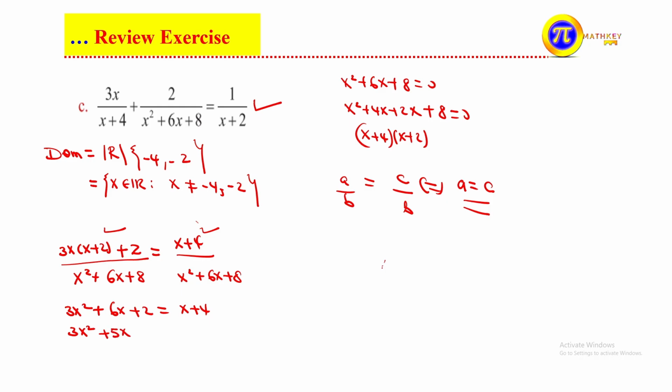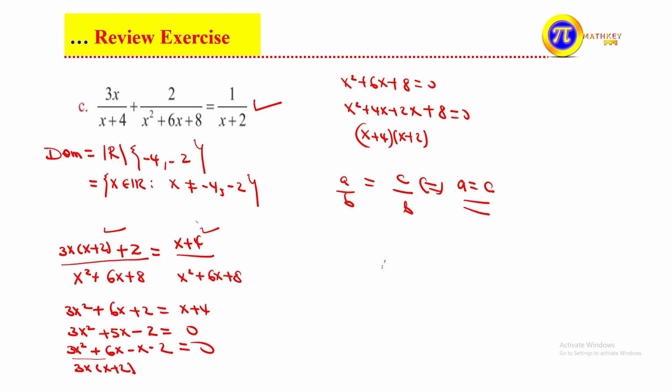This is 3x squared plus 6x minus x, which is 5x, and 2 minus 4, that is negative 2, equal to 0. Now we try to find two numbers whose sum is 5 and whose product is negative 6. The numbers are 6 and negative 1. So this is 3x squared plus 6x minus x minus 2 equals 0. From the first two terms, the common factor is 3x, giving 3x times x plus 2.